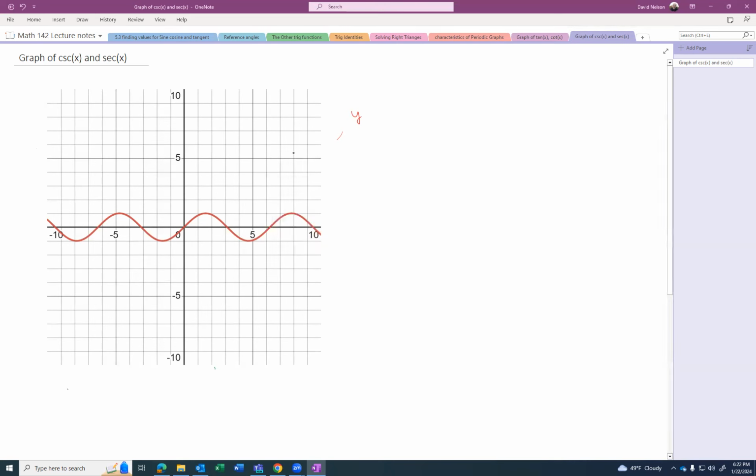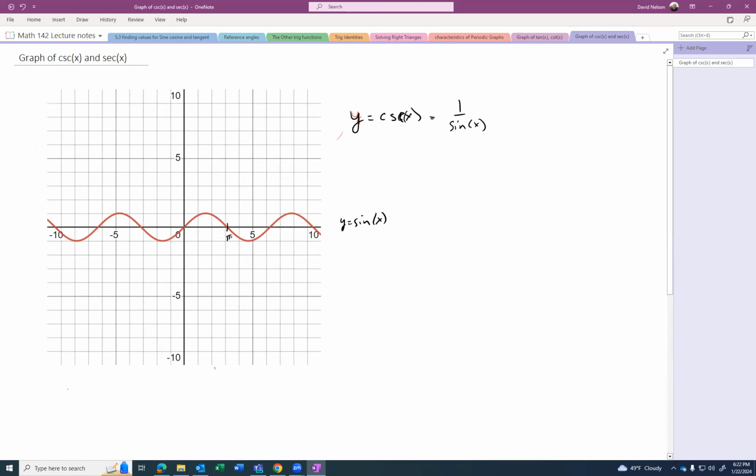Okay. So if I'm looking at y equals cosecant of x, I know that that is 1 over the sine of x. And so what I've got here is a graph of the sine function. And I want to add to that the graph of the cosecant function.